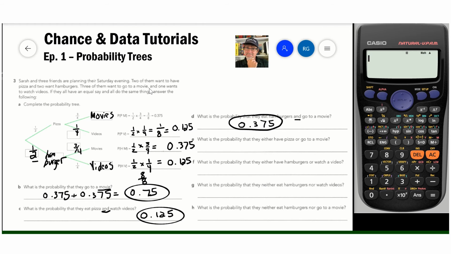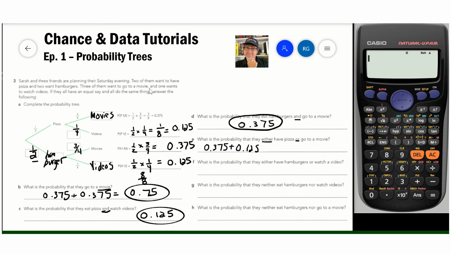Okay, E, what is the probability that they either have pizza or go to a movie? Okay, they're doing something a little bit different here. Instead of finding one choice, we're going to have to look at a couple different ones, either pizza or a movie. So we're going to add up the ones that have pizza. If you follow the pizza line, that's two different ones where they have pizza, a 0.375 and a 0.125. Okay, that covers both of the pizza options.